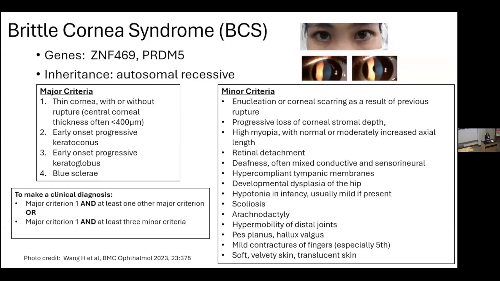You can see on the minor criteria, a lot of these continue in the ocular phenotype, but there are skeletal aspects to the phenotype as well. So there may be developmental dysplasia of the hip, hypotonia, scoliosis, long thin fingers or arachnodactyly, and hypermobility of the distal joints. So the skeletal system is involved, but really the focus is on the eyes in this condition.